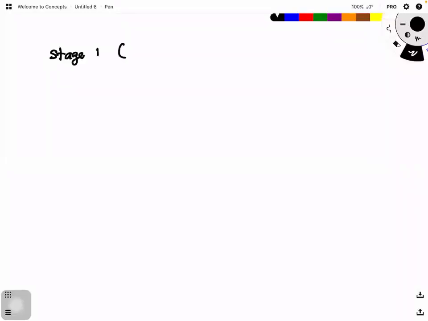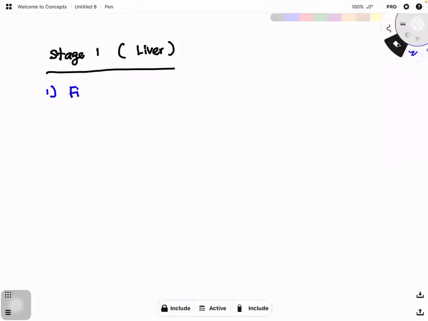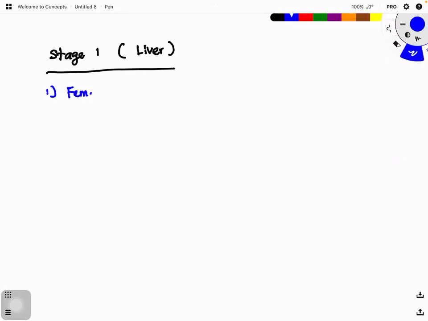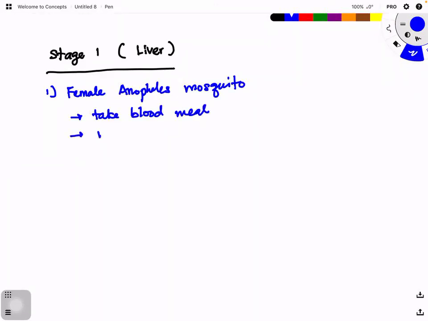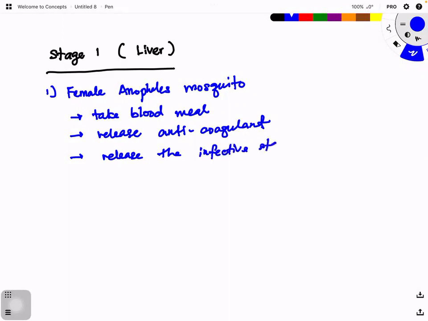Stage 1 involves the liver. First, the female Anopheles mosquito is involved. What happens to her? She takes the blood meal. When they take the blood meal, they release anticoagulant, and they also release the infective stage of the parasite, Plasmodium.